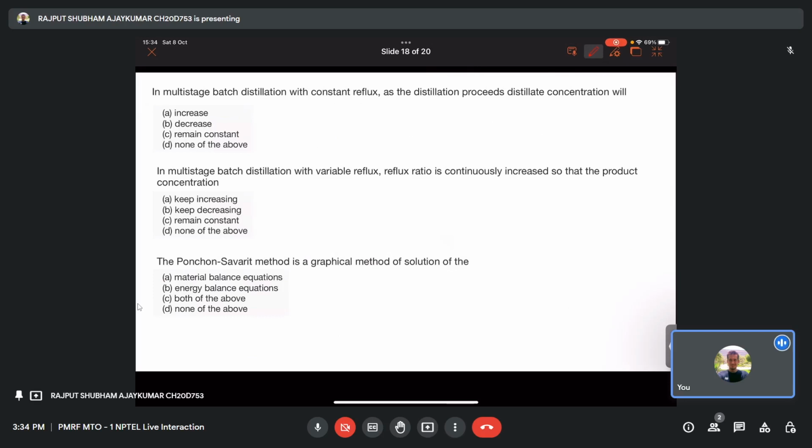So in multi-stage distillation with constant reflux, as the distillation proceeds, distillate concentration will increase, decrease, or remain constant. I will say that as distillation proceeds, distillate concentration will decrease. Now why decrease? I think it should remain constant, right? But the actual thing is that at the starting point of the distillation, it will take some time for the distillate to reach one particular concentration that will be a constant value.